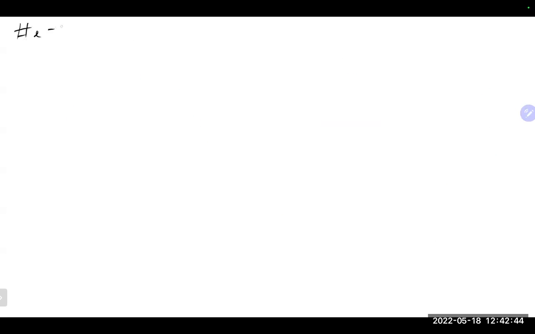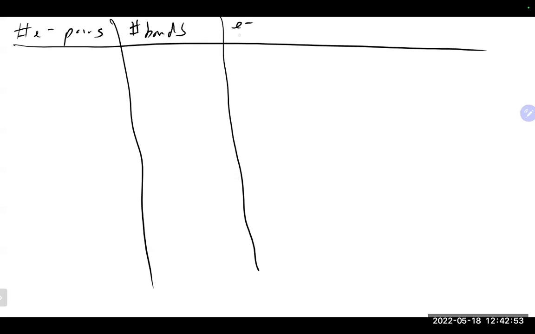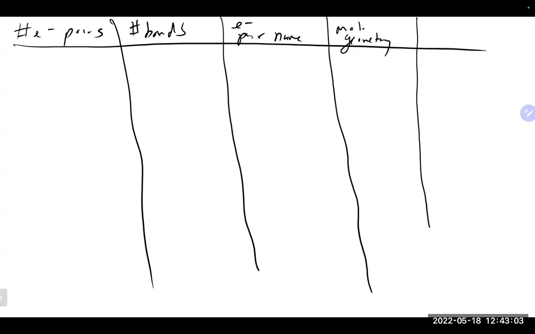Number of electron pairs, number of bonds, electron pair geometry name, and molecular geometry name here. And we'll do our example here. So for example, if we had something like this, maybe something like this.